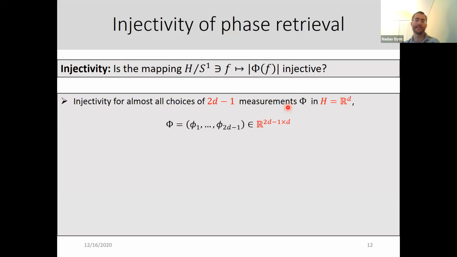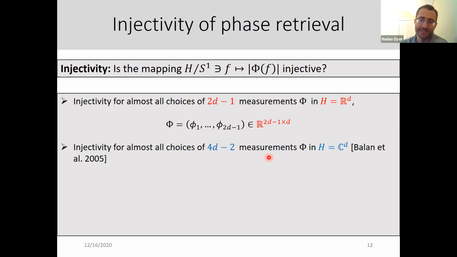For example, if you have a finite dimensional Hilbert space, R^D over R, and you take a random choice of 2D minus 1 measurements, that gives you basically a matrix in R^(2D-1)×D, so 2D minus 1 vectors in R^D. Almost every such choice with respect to the Lebesgue measure will give you injectivity. That's good news. In the complex case, it's a little bit harder to prove, but it's still true. But instead of this factor of 2, you need a factor of 4, so you need 4 times as many measurements to get your result.